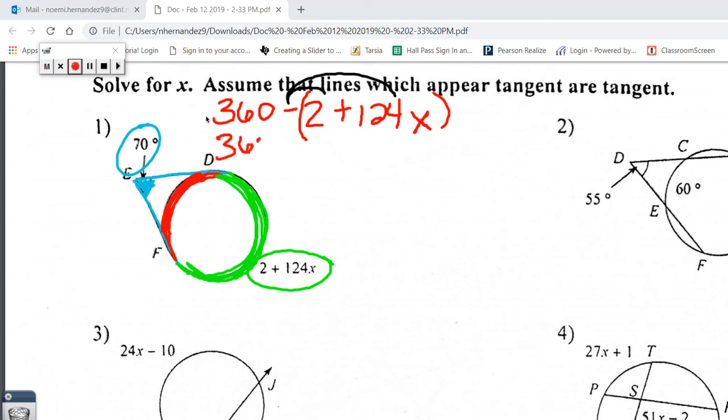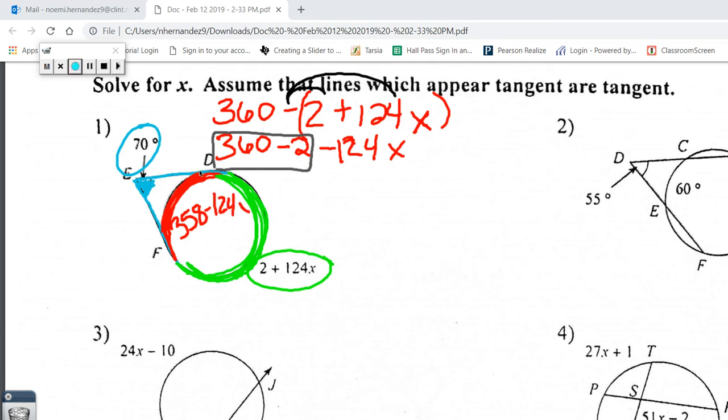So I'm going to have 360 minus 2 minus 124x. We move on to combining like terms. I can combine those two, and that's going to give me 358 minus 124x. Now that we have all our components, I can go ahead and solve my problem.